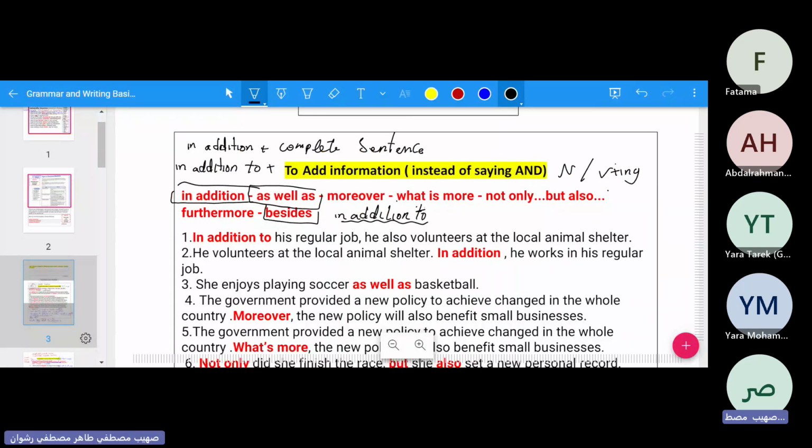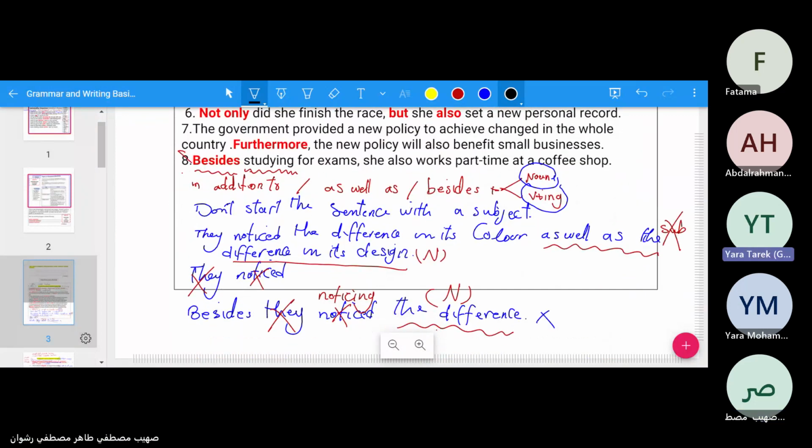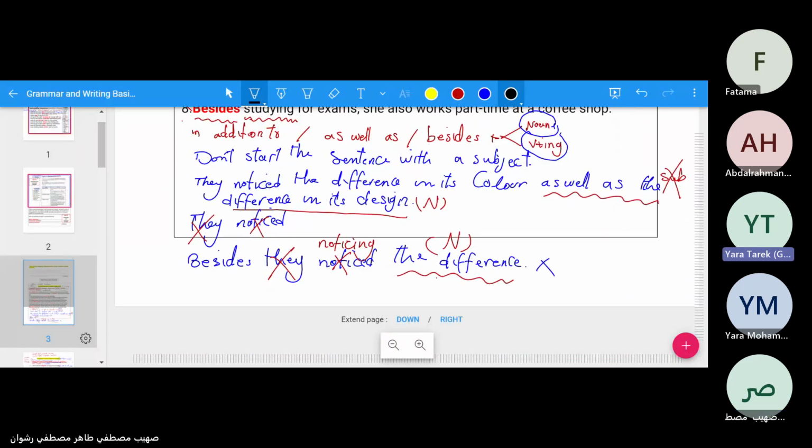What about the last one? Not only. Sir, can you go back to the example? Can we say they noticed the difference in its color as well as its design? Yes, correct. Yes, it's right. As long as the sentence is meaningful, shows adding something to something else, using either a noun or verb and ing, the sentence is correct. We must follow the rules.